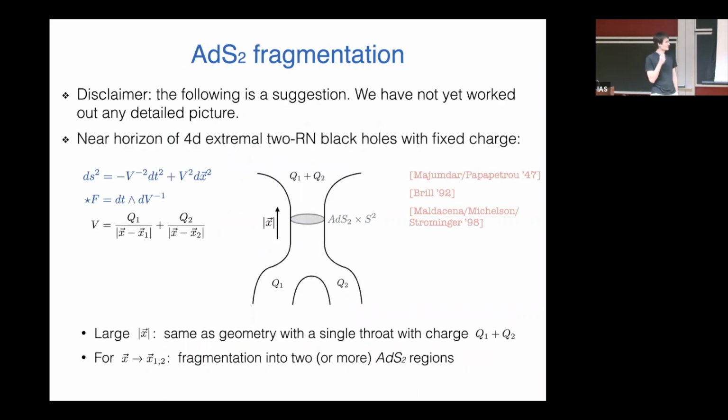So the proposal is that this might have to do with this fragmentation instability that Juan studied, and it's been known for a long time that AdS2, understood as the near-horizon region of, for instance, the Reissner-Nordström black hole, has this property that you can fragment into multiple AdS2 regions, and you still have an exact solution. So here is this example from Juan's paper. Yeah, this is a solution of Einstein-Maxwell in 4 dimensions.